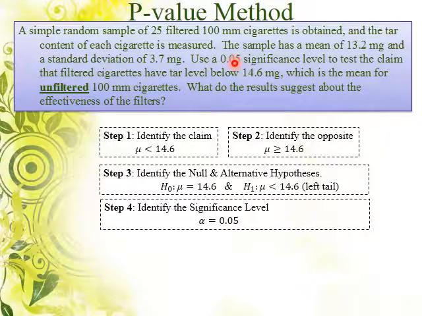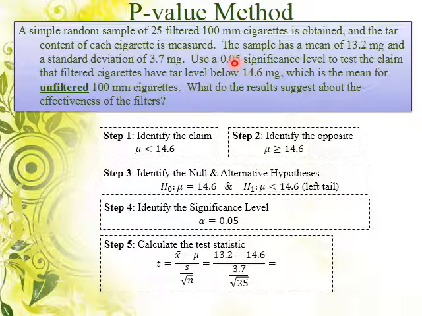So let's calculate the test statistic next. Our sample mean was 13.2. Our population mean that we're assuming from our null hypothesis is 14.6 milligrams. Our sample standard deviation was 3.7 milligrams, and our sample size was 25 cigarettes. Throwing all this into the calculator gives us a test statistic of negative 1.892.